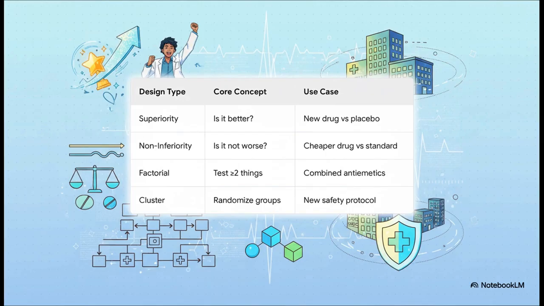The one we all think of is the superiority trial. Is my new thing better than the old thing? But sometimes we ask different questions. An equivalence trial asks, is this new generic just as good as the expensive brand name? A non-inferiority trial asks, is this new, safer drug at least not worse than the current standard? Then we have really clever, efficient designs like factorial studies that let us test two things at once, or cluster trials where we randomize whole hospitals, which is perfect for big picture quality improvement projects.